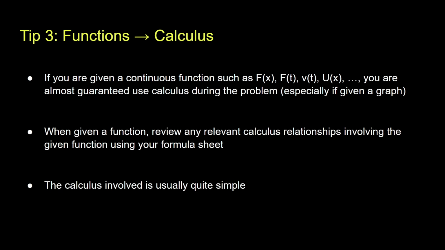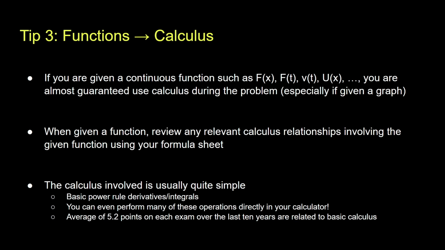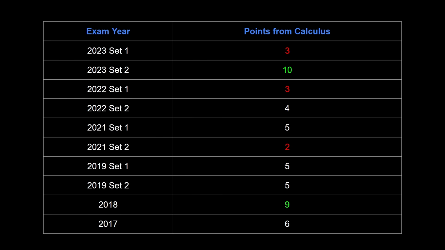The calculus involved, however, is usually quite simple. They typically don't go beyond basic power rule or chain rule with trig functions. And sometimes you don't even need to know how to do the calculus. You can just write the expression down and type it into your calculator. And the C in calculus is definitely a proper name. At least 5 points on the last 10 exams are typically calculus related. So this, of course, integrates calculus and physics together, so there are quite a bit of points here. But some of these are just from basic power rule derivatives and integrals.